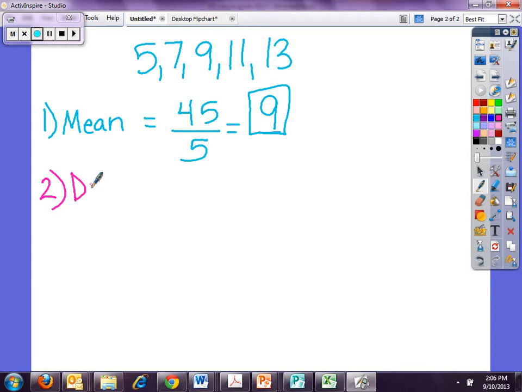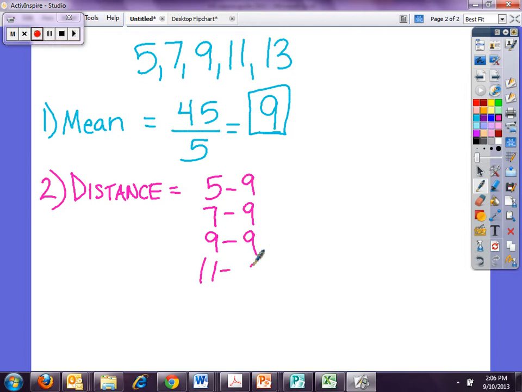Now I need to find the distance each point is from the mean. Okay, we say mean, distance, mean. That's a way for us to remember that. So I'm going to do 5 minus 9, 7 minus 9, 9 minus 9, 11 minus 9, and 13 minus 9. Now, here I'm going to get a -4, but I want a distance, so I know that my answer is the absolute value of -4, so that becomes 4.